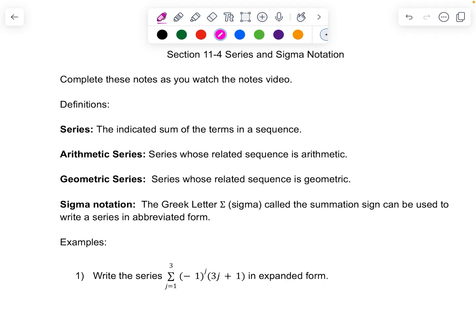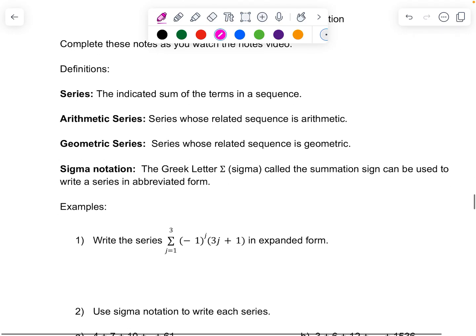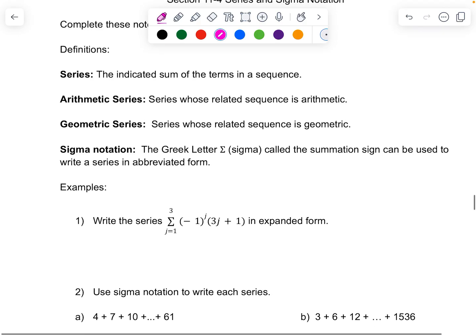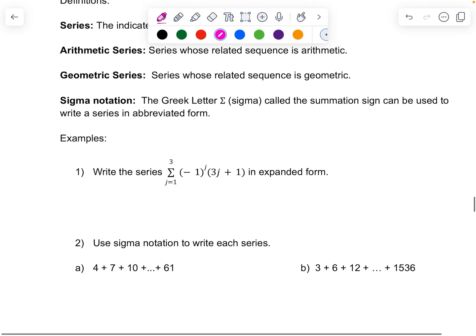We are going to talk about the Greek letter sigma, and in this case, sigma is used to show summation notation when we are taking a look at series. So we use the sigma symbol to write a series in an abbreviated form. So let's take a look at some examples.